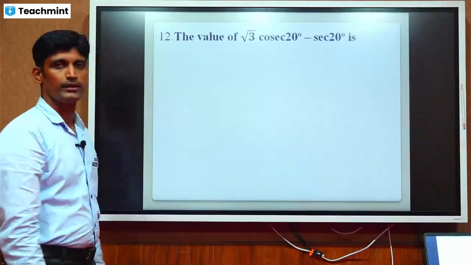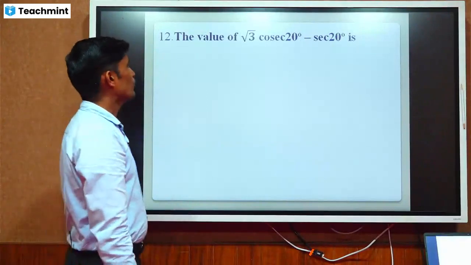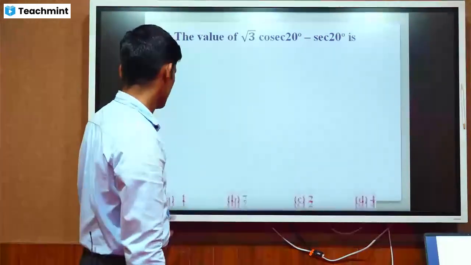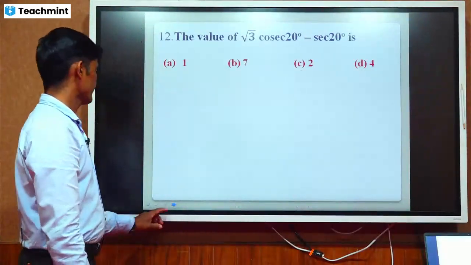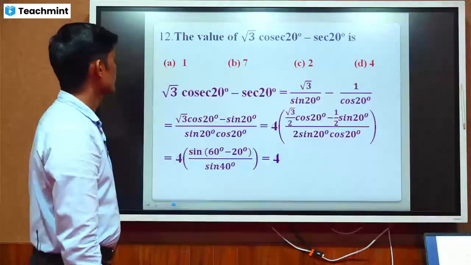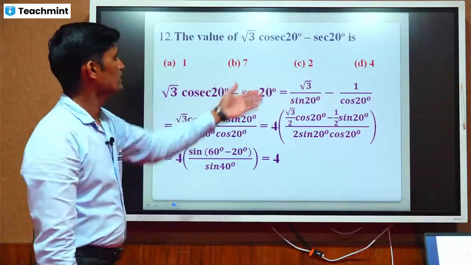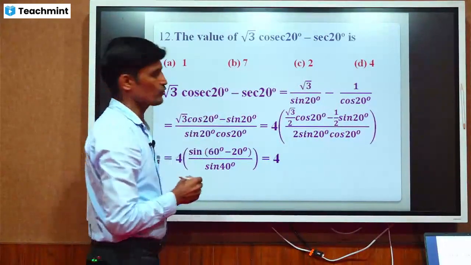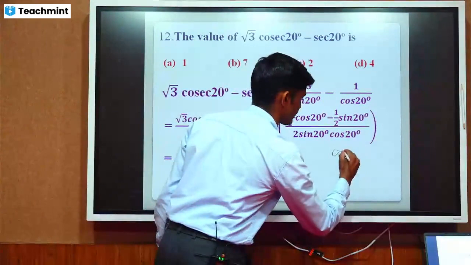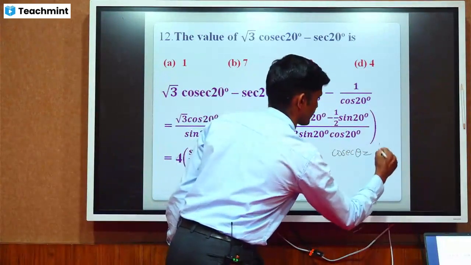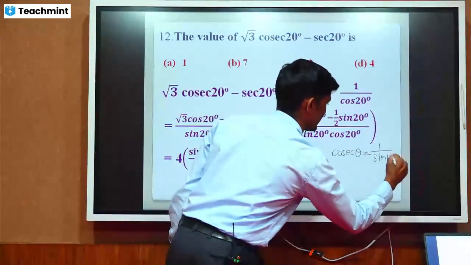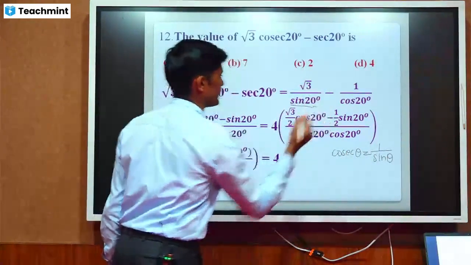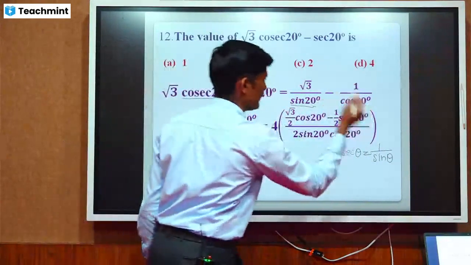Next, question number 12. The value of root 3 cosecant 20 degree minus secant 20 degree is. There are the answers. Root 3 cosecant 20 degree minus secant 20 degree can be written as, cosecant theta is always equal to 1 by sin theta. Therefore, this cosecant 20 degree can be written as 1 by sin 20 degree. Minus secant 20 degree is 1 by cos 20 degree.